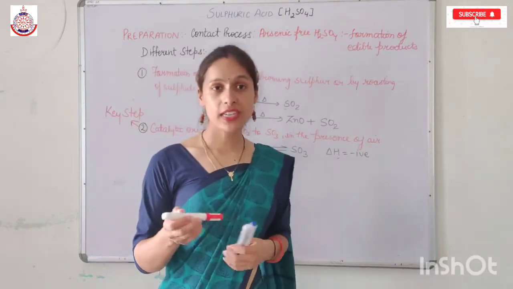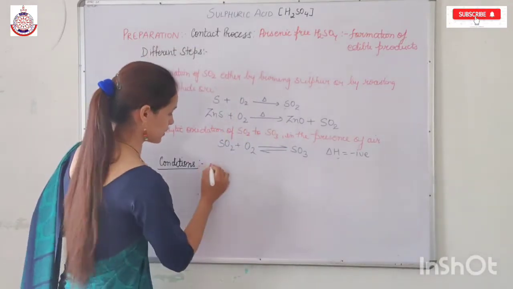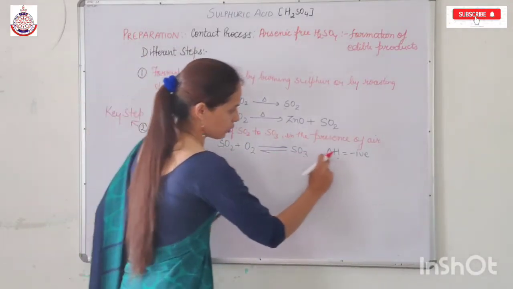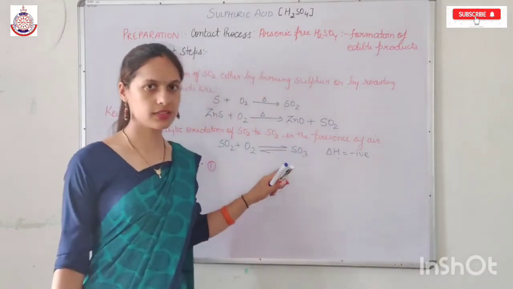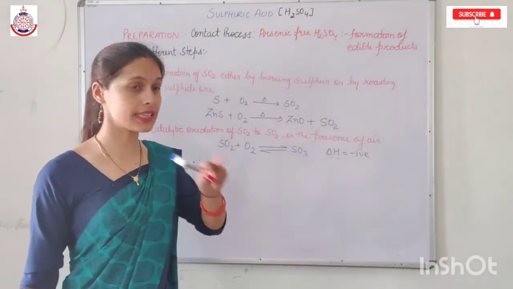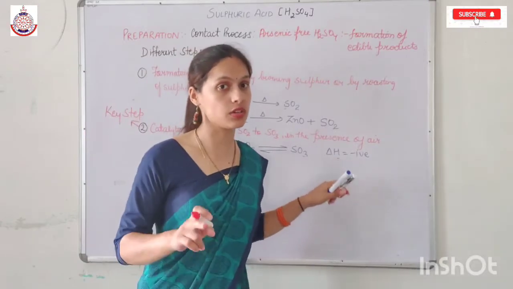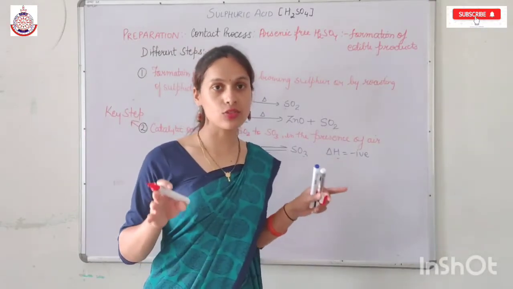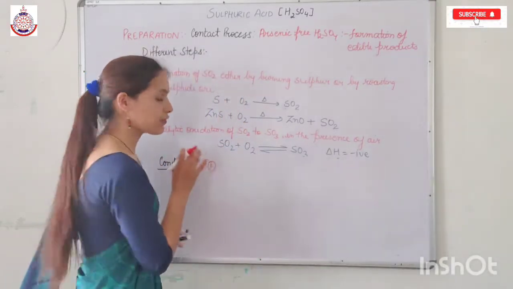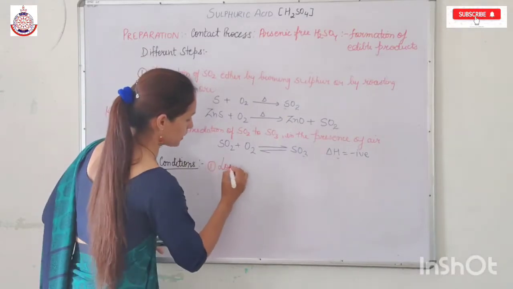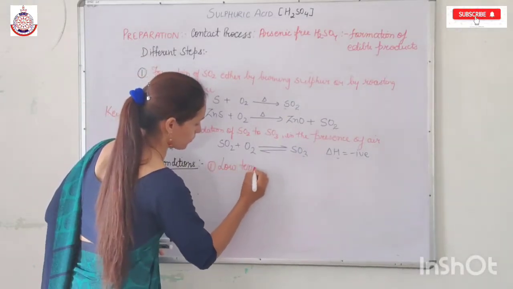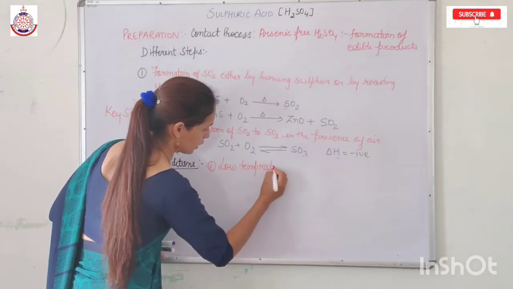What are those different conditions? The very first condition: if we look at the reaction, first of all, this is a reversible reaction. Second thing, it is an exothermic reaction. So the very first condition is the temperature should be low.